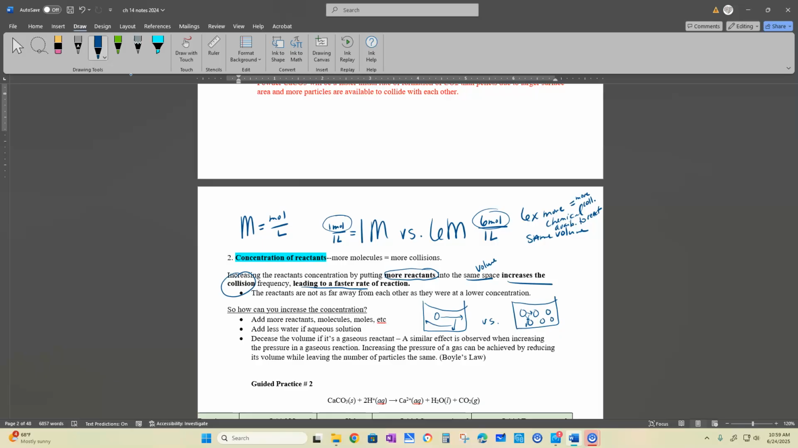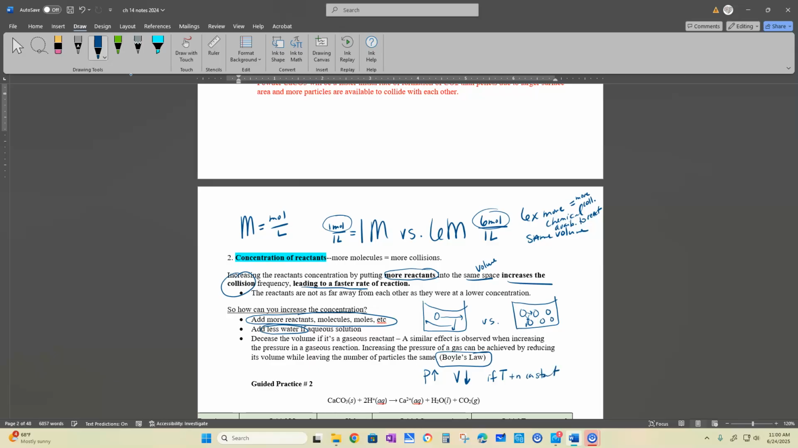So in order to increase concentration, what must you do? Common sense means add more reactant, add more chemical, or add less water. Not a dilution. Dilution would make the concentration go lower. So add less water. Or if you're thinking about gas laws, Boyle's law, if pressure goes up, volume goes down, if temperature and moles are constant.